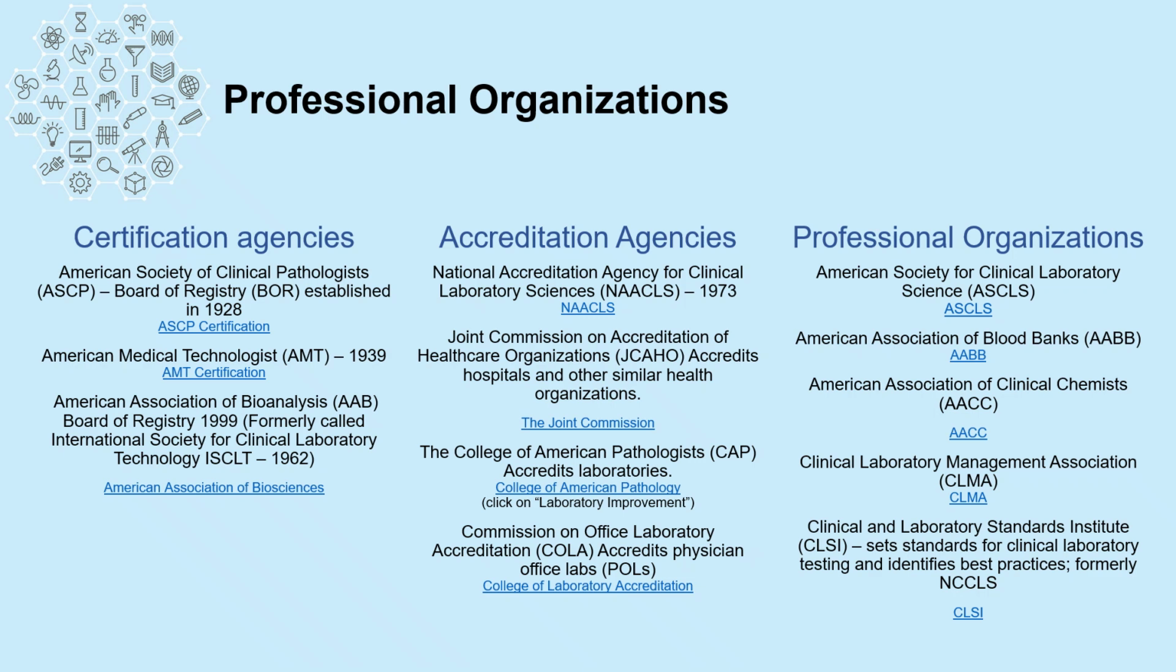Different types of professional organizations. Now, certification, accreditation, and professional organizations. For certification for laboratory testing, the gold standard is going to be the American Society for Clinical Pathology, where they have board of certification exams for phlebotomists, for medical laboratory technicians, medical laboratory scientists, and specialists. You can also get certified through the American Medical Technologists organization or agency, and also the AAB. But I will say the ASCP is probably the most common and the most widely recognized certification program.